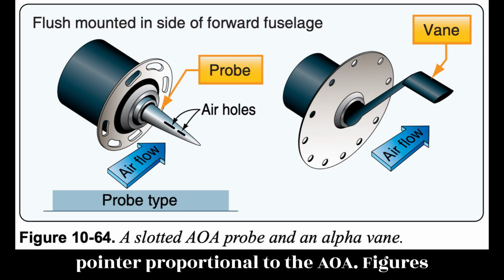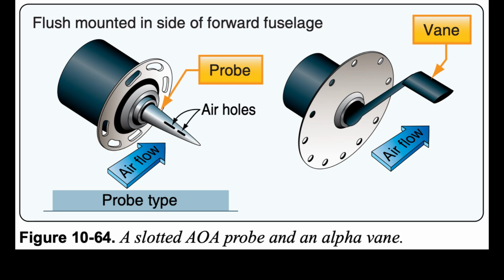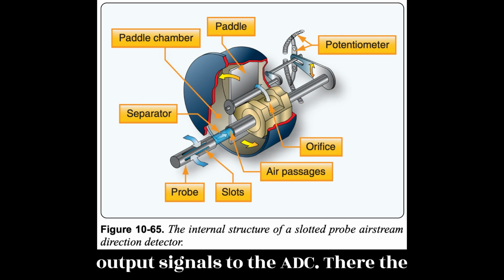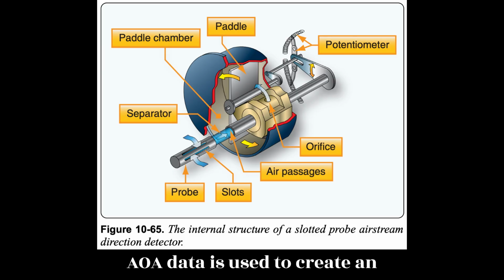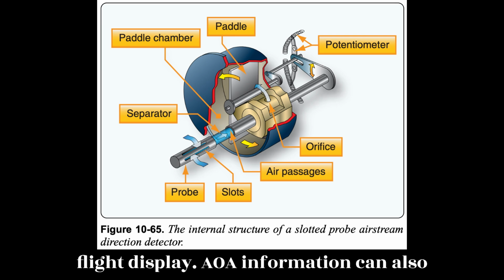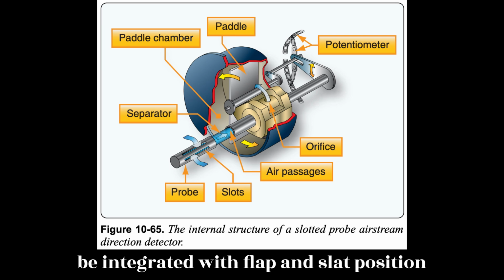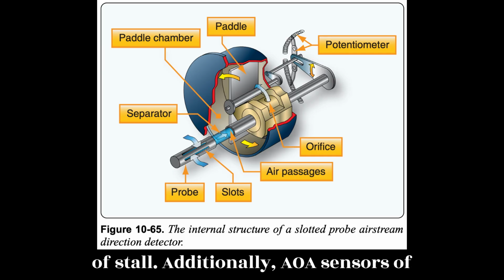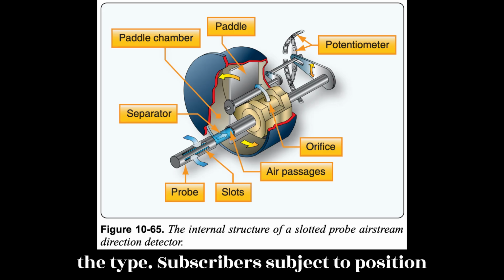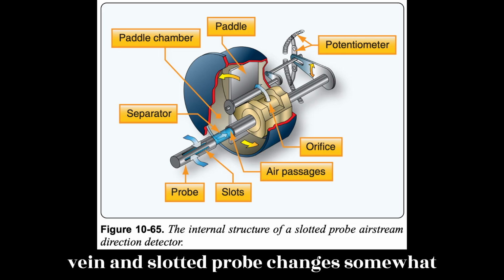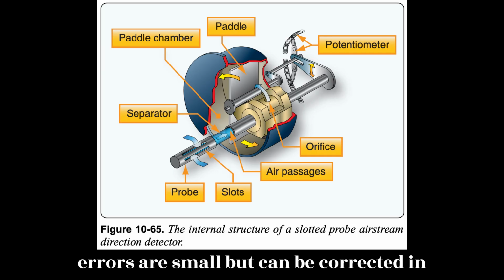Figures 10.64 and 10.65. Modern aircraft AOA sensor units send output signals to the ADC. There, the AOA data is used to create an AOA indication, usually on the primary flight display. AOA information can also be integrated with flap and slat position information to better determine the point of stall. Additionally, AOA sensors of the type described are subject to position error since airflow around the alpha vane and slotted probe changes somewhat with airspeed and aircraft attitude. The errors are small but can be corrected in the ADC.